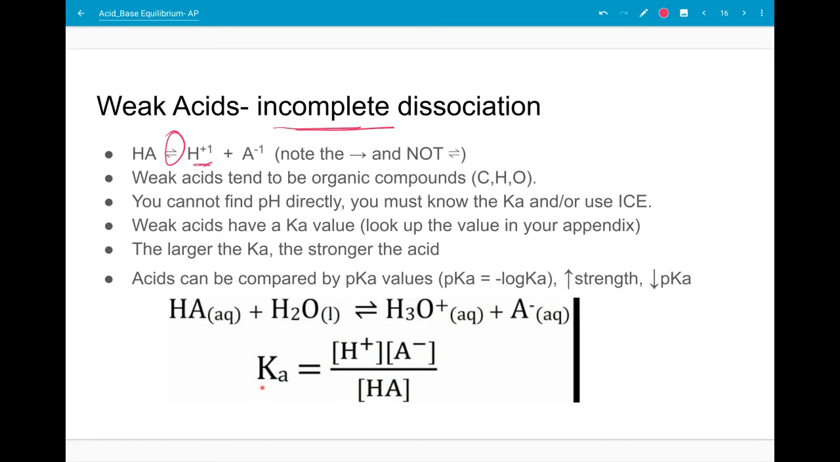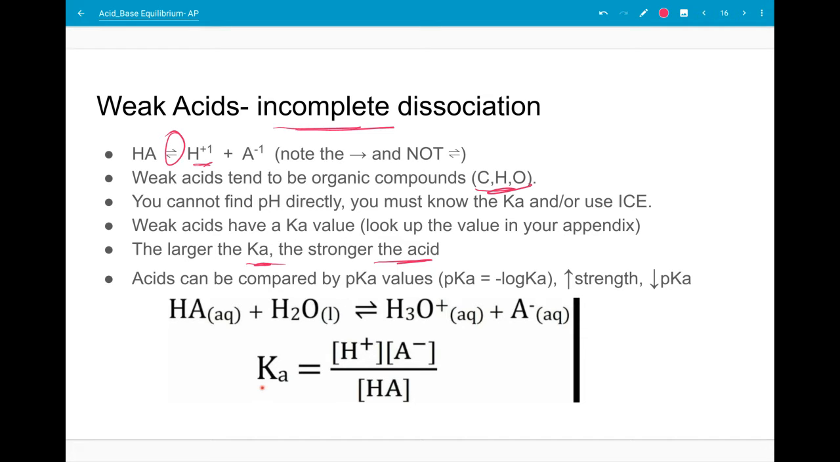Anything that is not a strong acid is considered a weak acid. Weak acids tend to be organic compounds. They often are made up of C, H, and O. You cannot find the pH directly. We're going to have to know the Ka and/or use an ICE table. Weak acids will have a Ka value, and you can look those up in your appendix. And the larger your Ka, the stronger the acid.